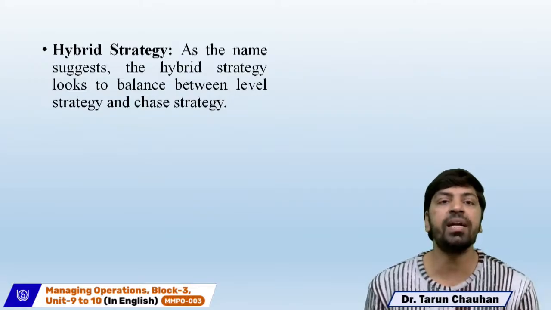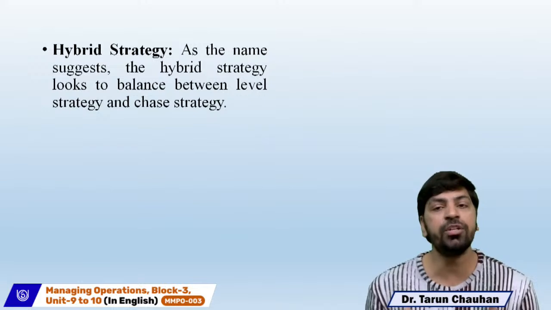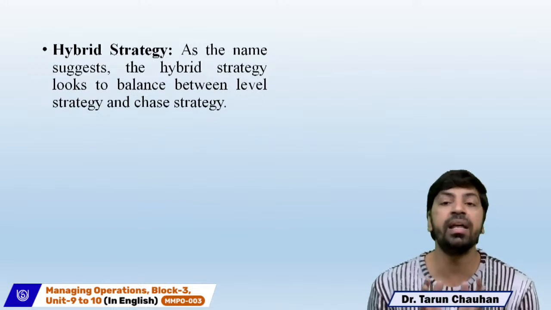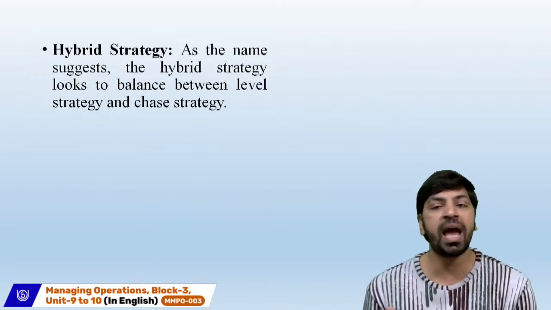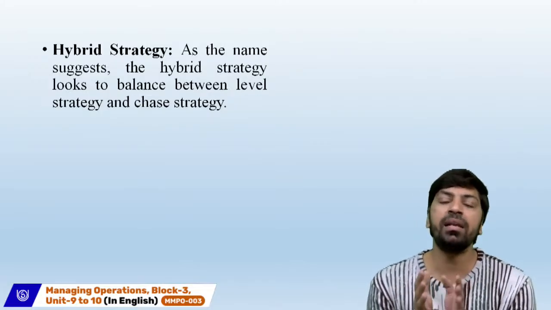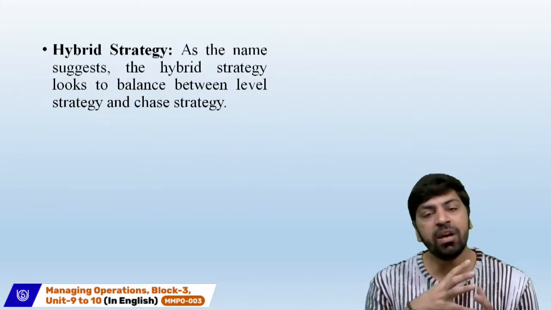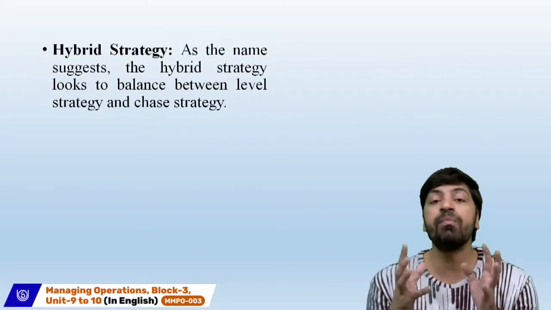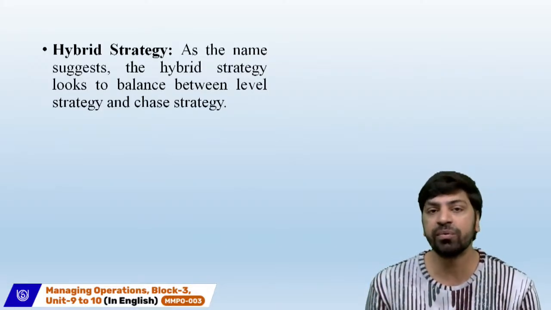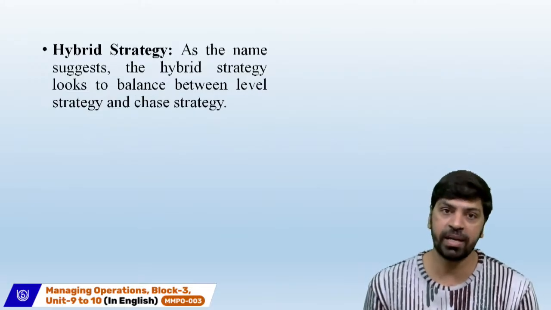And the next strategy is a hybrid strategy. As the name suggests, it is a combination of both strategies, that is the level strategy and the chase strategy. So it also aims to make a balance between these two types of strategies. And when an organization aims to balance or apply both these strategies, that is ultimately called the hybrid strategy.